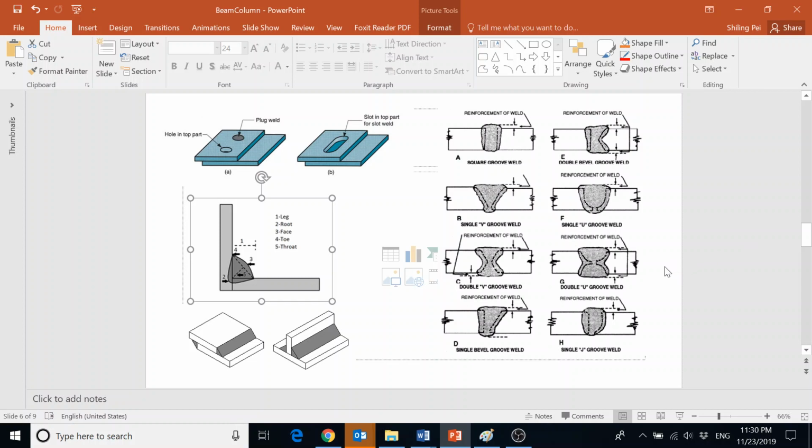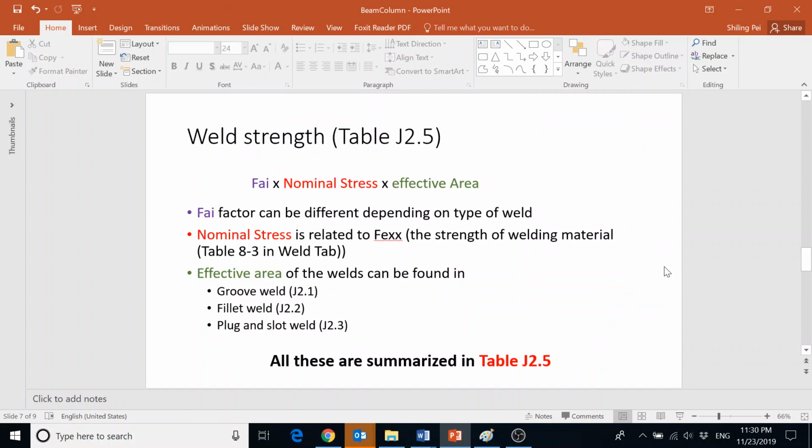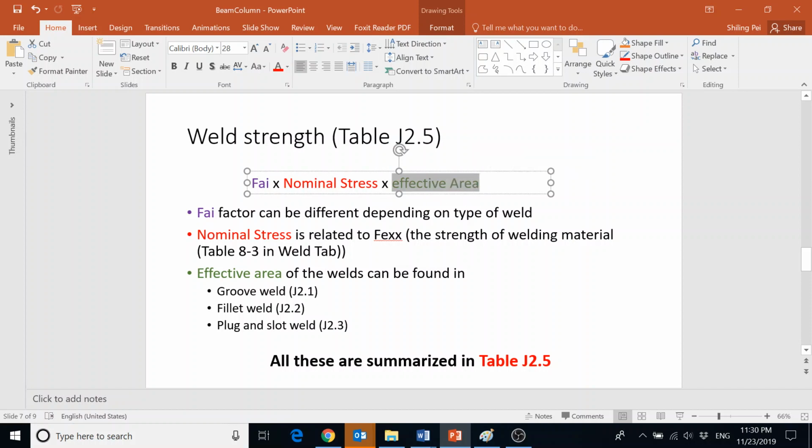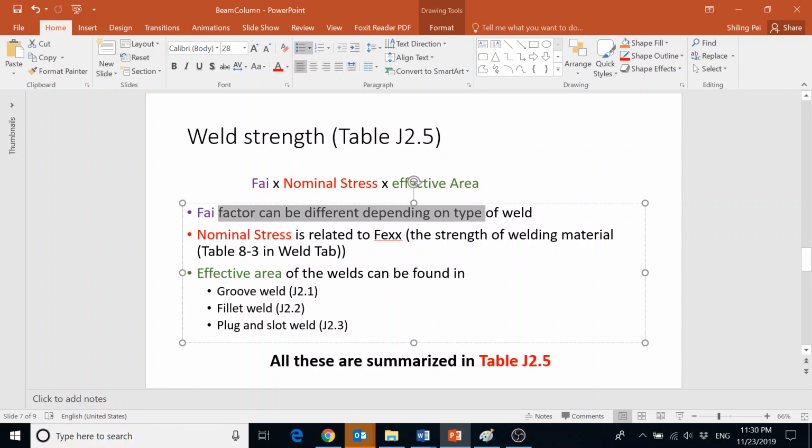And so what about their strengths? The strength of weld, doesn't matter which one you are, it's pretty much a resistance factor phi times the nominal strength times the effective area. The phi factor, depending on which one you are, it can be different. Some are 0.75, some are 0.8, some are 0.9. Okay, it's a little crazy.